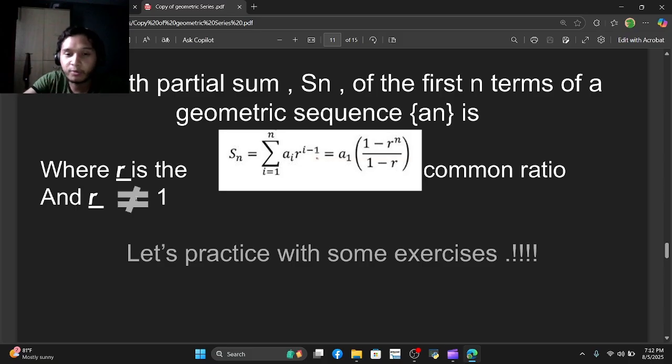But the ratio cannot be 1, because if the ratio is 1, then this might not work. Well, it works, but we can do it mentally, because then we're saying we don't have the ratio.